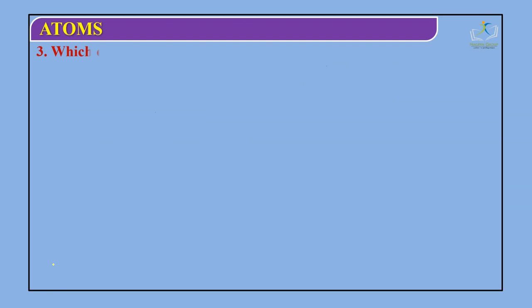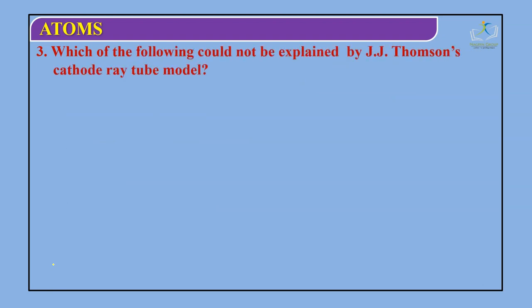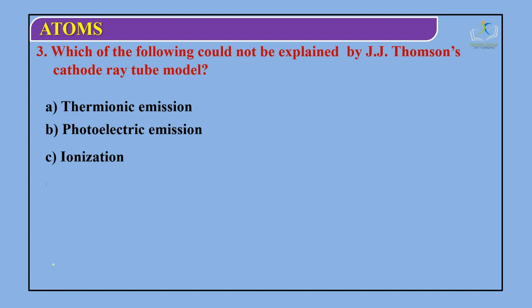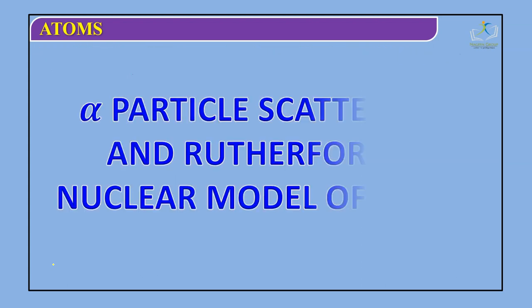Which of the following could not be explained by J.J. Thomson's cathode ray tube model? Thermionic emission, photoelectric emission, ionization, or the hydrogen spectrum. So J.J. Thomson's model doesn't explain the hydrogen spectrum.